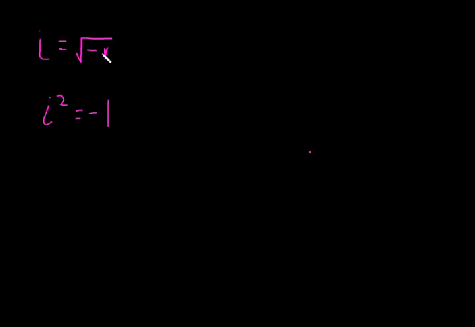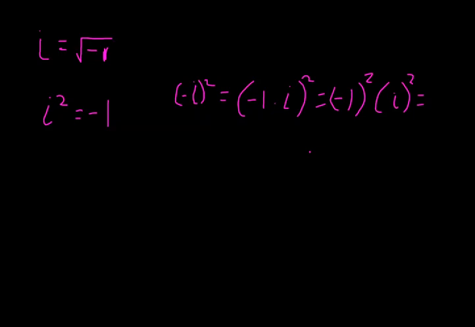But the principal square root, we have i. We have i is the principal square root of -1, but you'll notice (-i) squared is also going to give you -1. This is (-1) times i, squared, which is (-1) squared times i squared, which is 1 times -1, which is -1. So if we asked ourselves what number squared gives us -1, it could be either i or -i.